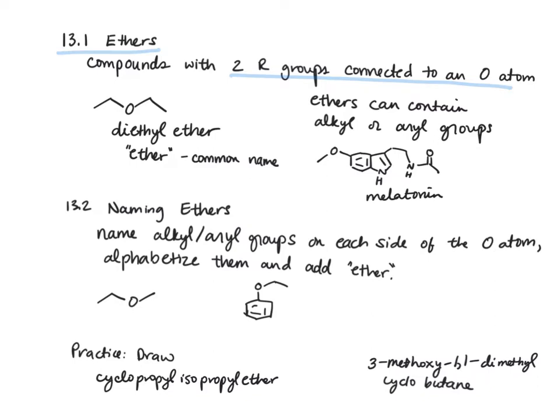Ethers can contain an alkyl or an aryl group, as shown in the compound melatonin. This compound is thought to regulate the sleep cycle. It's a hormone.